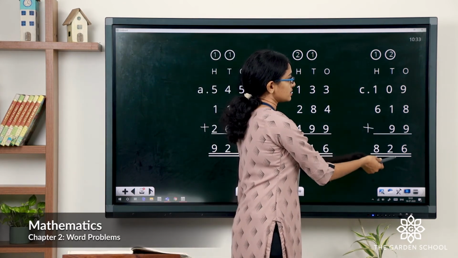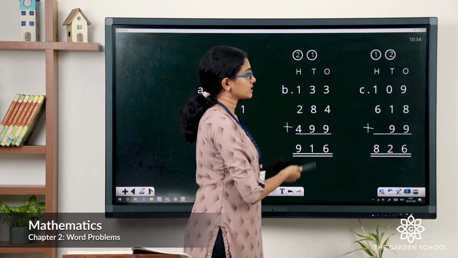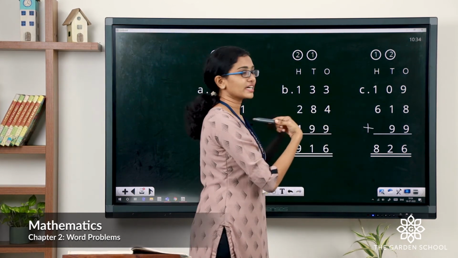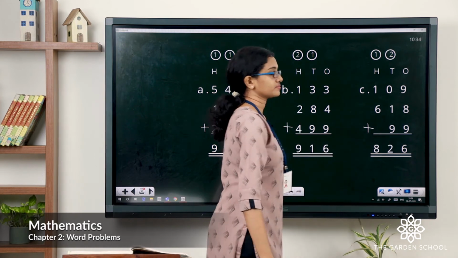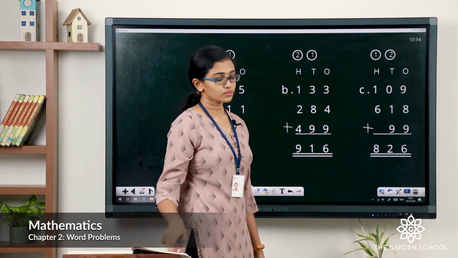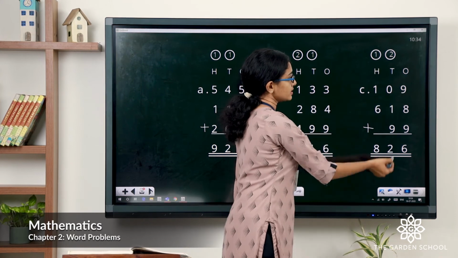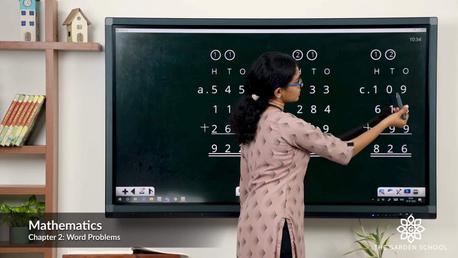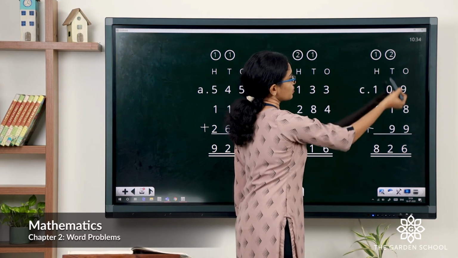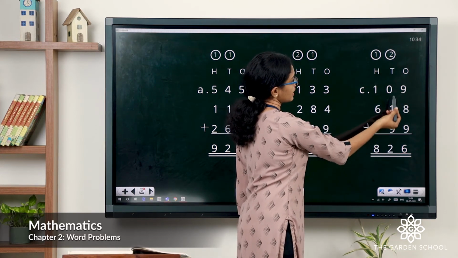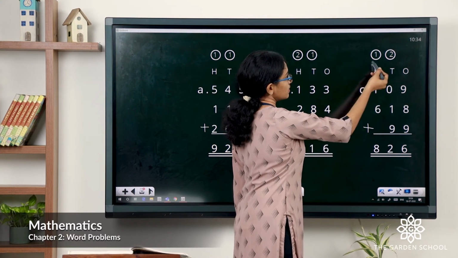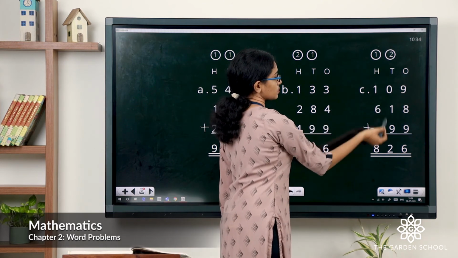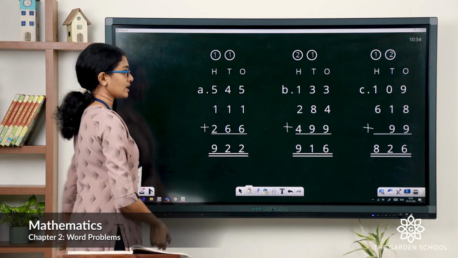Now the third one, C, 109 plus 618 plus 99. Here there are 2 3-digit numbers and 1 2-digit number. So let's add up all this starting with the ones. 9 plus 8, 17 plus 9 is 26. 6 goes here, 2 goes there, it's the carryover. 9 plus 1, 10 plus 2 is 12. Balance 1 or the carryover 1. 6 plus 1, 7 plus 1, 8. So here the answer is 226.